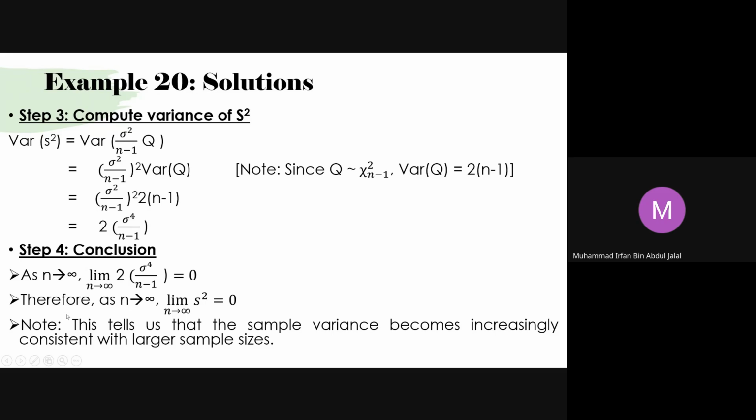So in this case, we can conclude that as the sample size grows larger and larger, the variance of the sample variance estimator for the population variance will go to 0. This tells us that the sample variance becomes increasingly consistent with larger sample size, and it will hit the true population variance as n grows larger and larger. Okay, so this is the solution for example number 20.